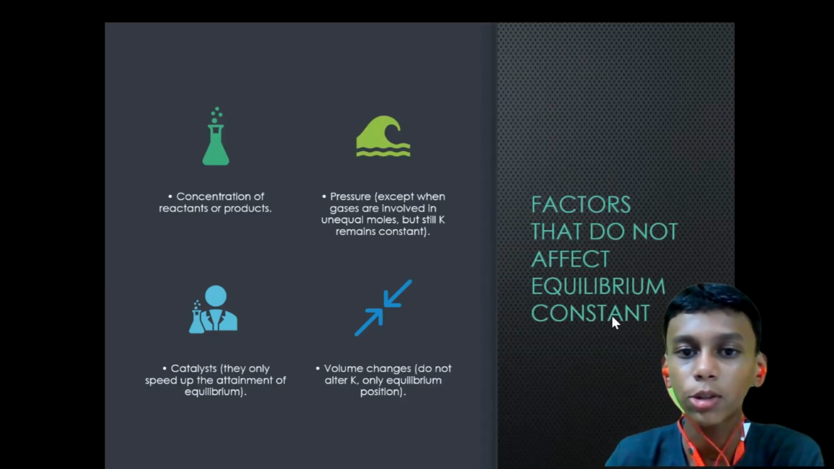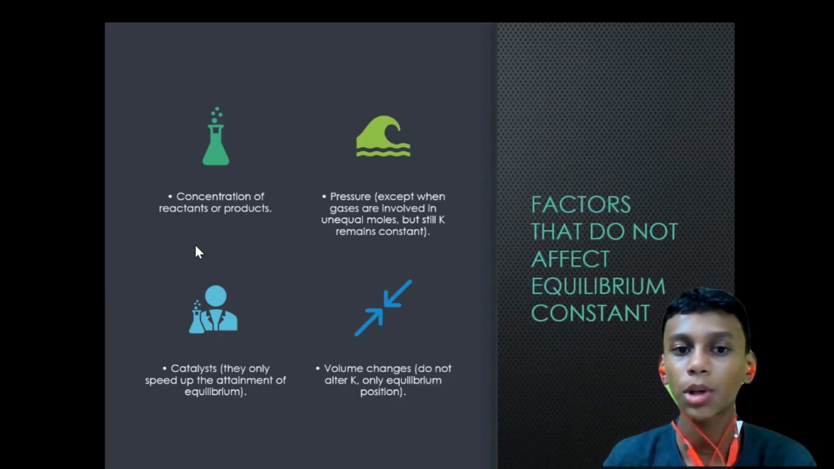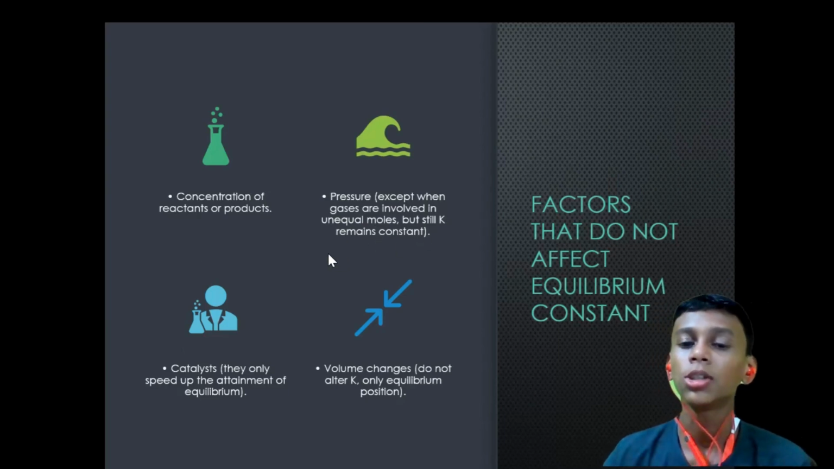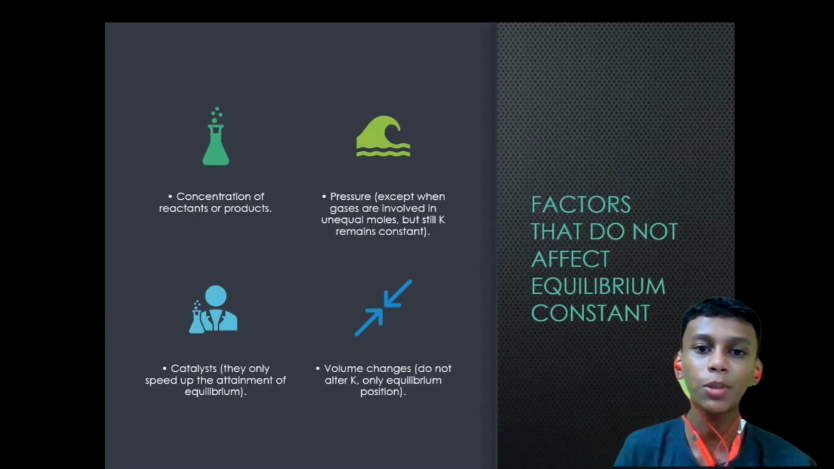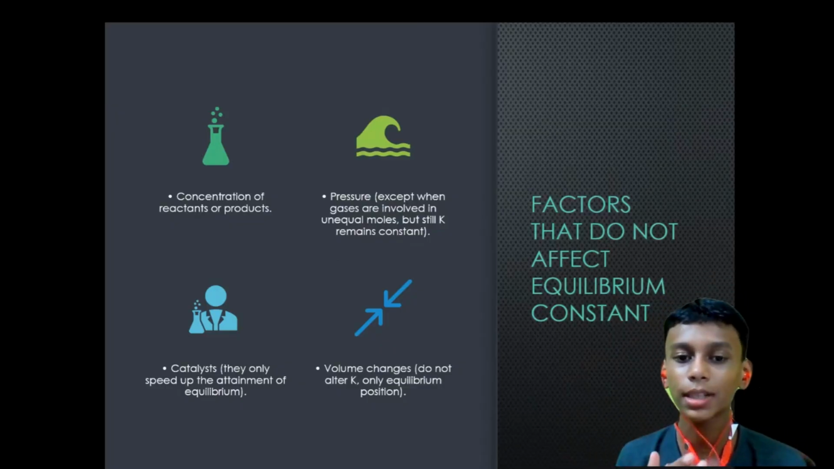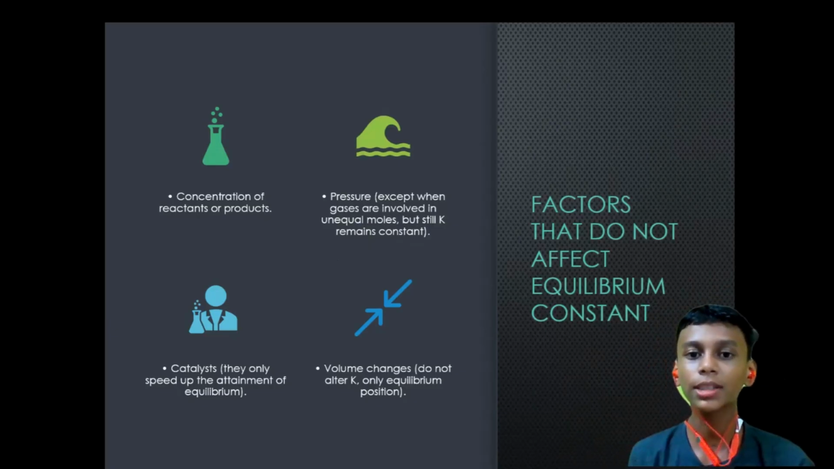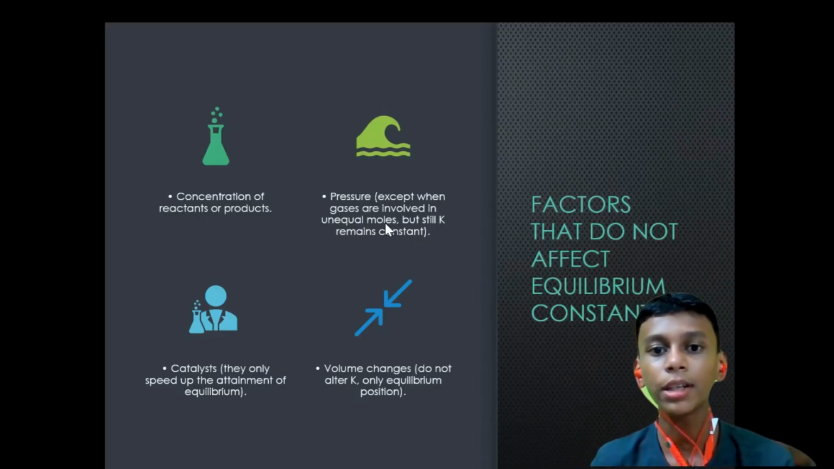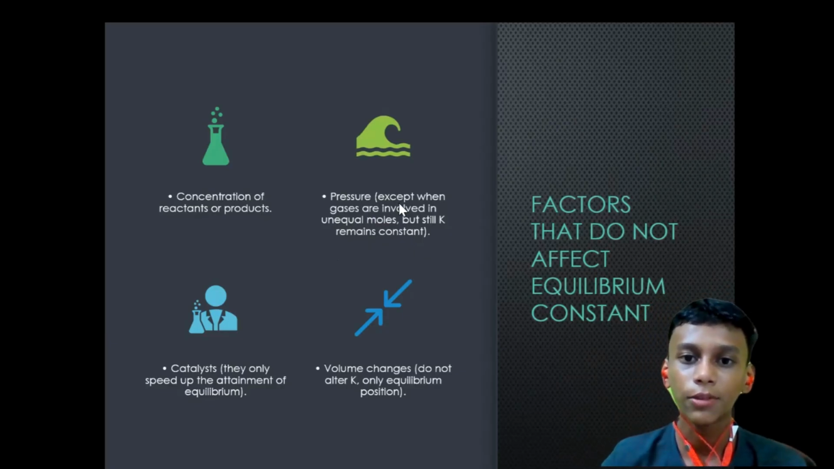Factors that do not affect the equilibrium constant. Concentration of reactants or products doesn't affect the equilibrium constant. Pressure, except when gases are involved in unequal moles, but still K remains constant. When there is a gas and we apply pressure, the volume of the gas will decrease. When the volume decreases, the expression changes, which makes the equilibrium constant change, when gases are included.